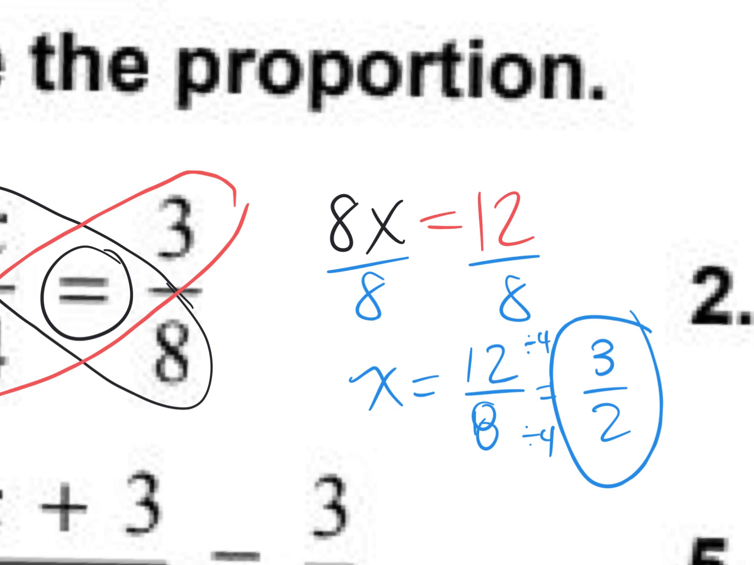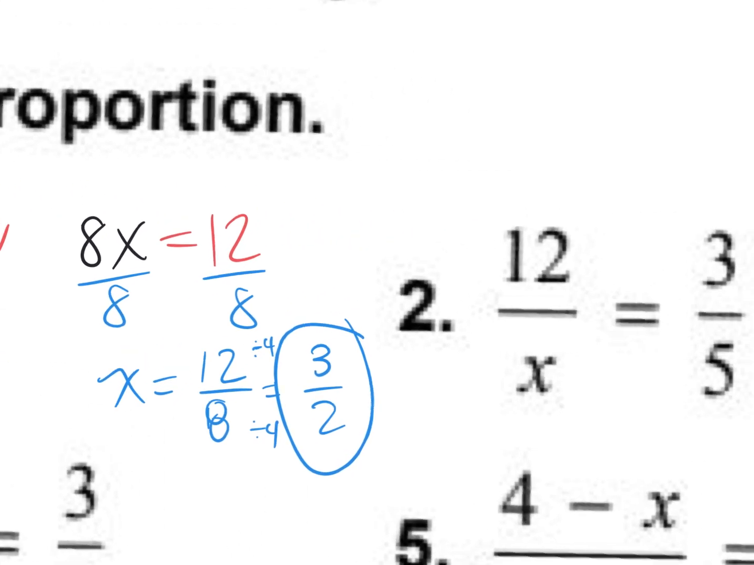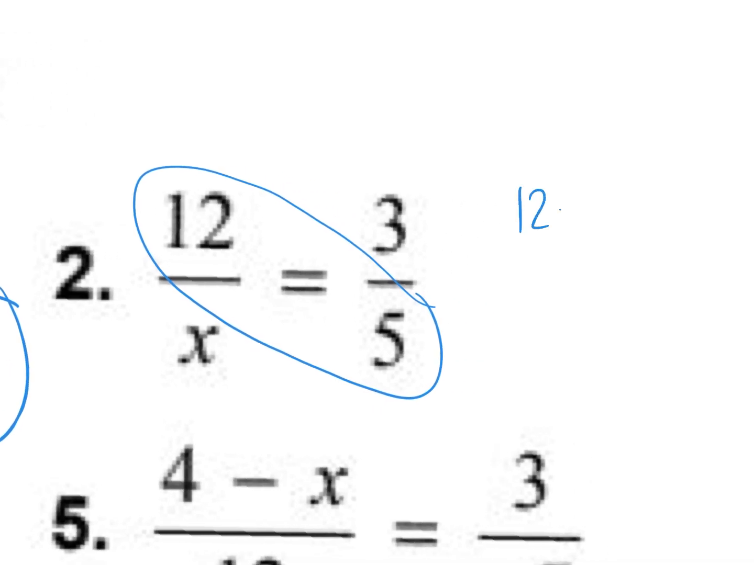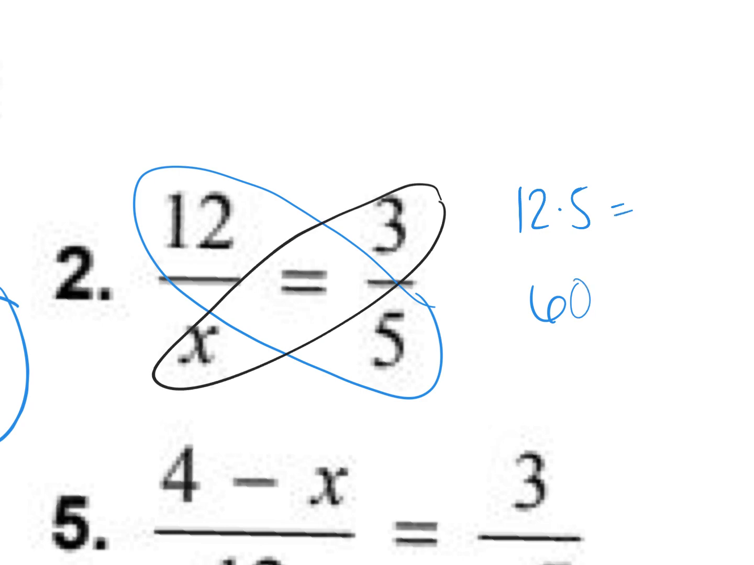How did we do on number 1? Fractions aren't so bad. Okay, number 2. Who wants to take a shot at number 2? Daniel? 12 times 5 equals 60. And you got 60. Okay, equals what? Equals 3x. 3x, very good.